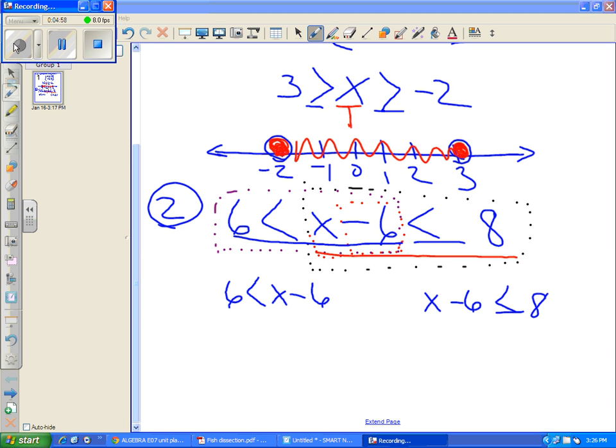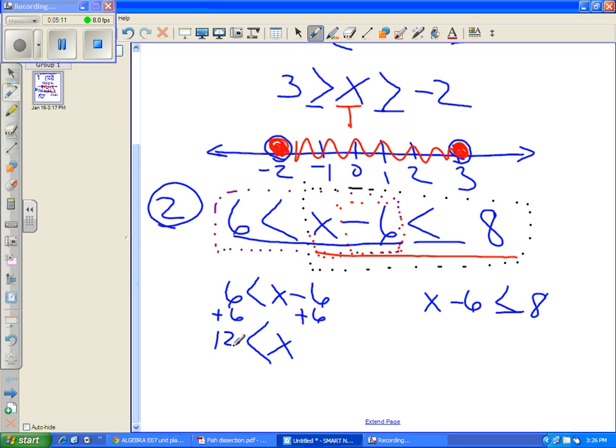Now we're going to treat the inequality sign as an equal sign, and isolate the variable x, which means we add 6 to this side and 6 to this side, giving x is greater than 12. Now we do the same thing to the other inequality: add 6 to this side and add 6 to this side, which gives me x is less than or equal to 14, just like my student just called out.